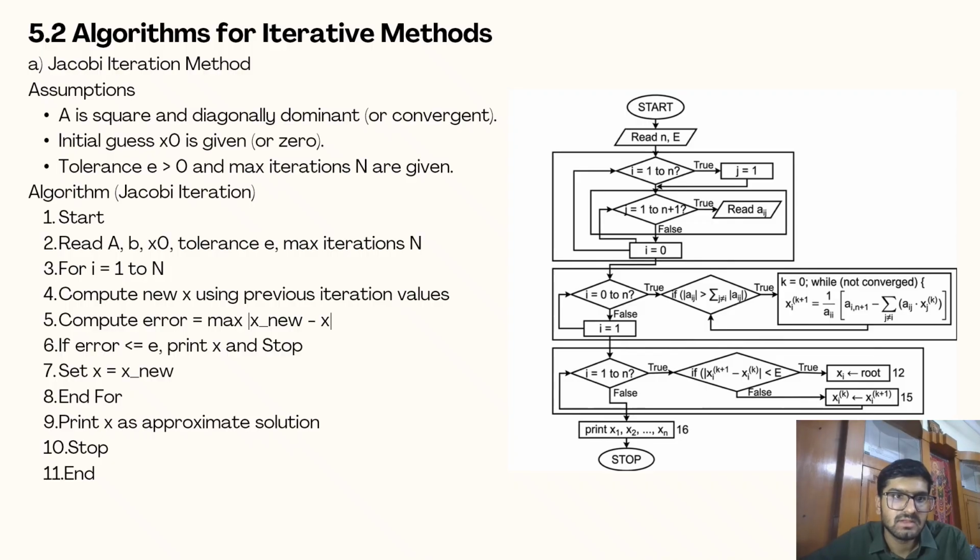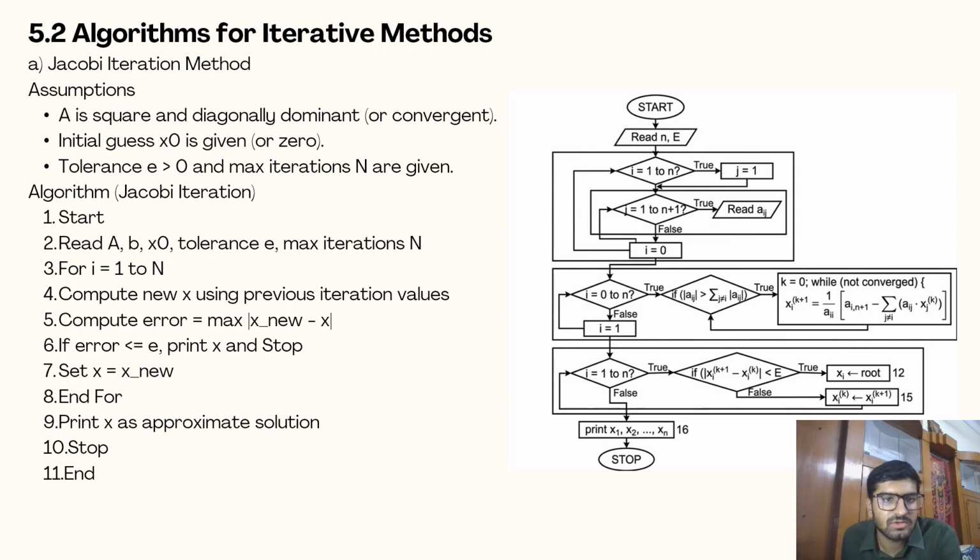Now the next method is Jacobi's algorithm, an iteration method. For the Jacobi iteration method, the assumptions are that A is square and diagonally dominant for convergence. The initial guess x0 is given or 0. The tolerance is epsilon, and the maximum number of iterations n is given.